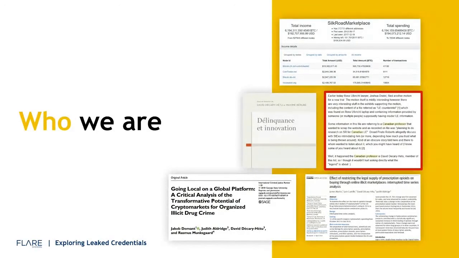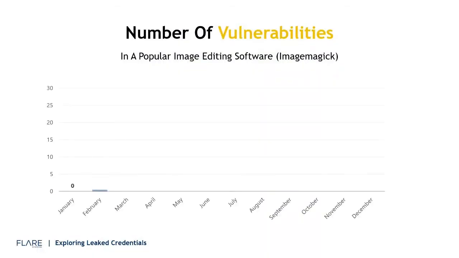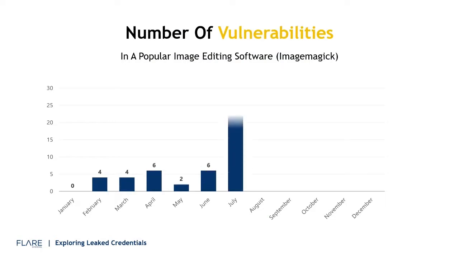So let's get started. Now, the first point that I want to touch on today is how do malicious actors acquire credentials? Well, there's 5 methods that they commonly use to do this, and we'll cover them one by one. So the first one is using or attacking, I should say, popular image editing software. Here you have in this chart the number of vulnerabilities that were published for only one of these software, which is called ImageMagick. And it's pretty interesting to see that pretty much every single month, if you had this software installed on your website, you would need to update your software and make sure that you were patched. Otherwise, malicious actors could get in.